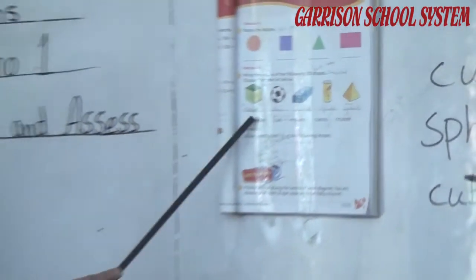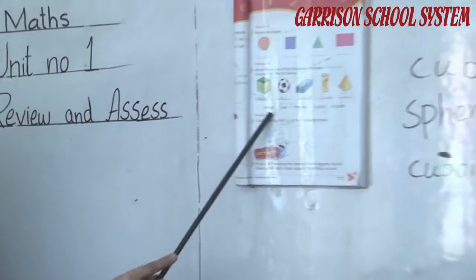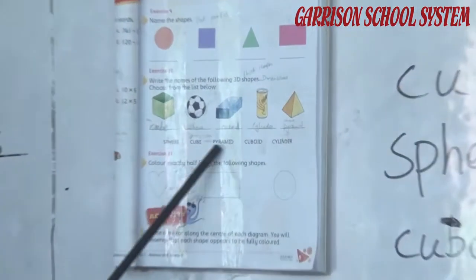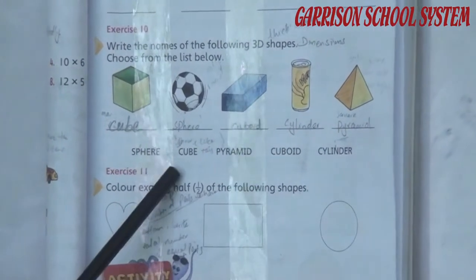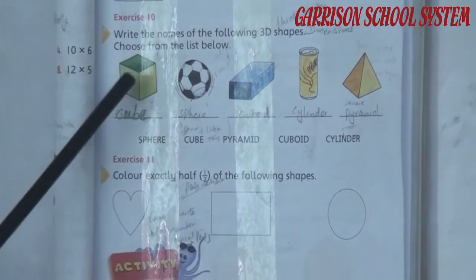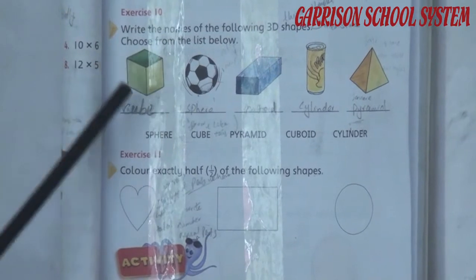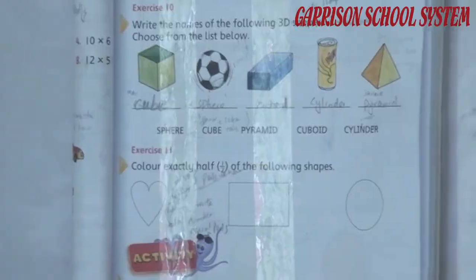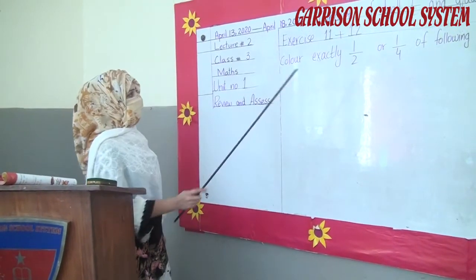So students, here are the shapes and here are the names of these shapes. So you have to find the name from this list and write the name of the shapes under these shapes. Okay, so now move on to the exercise.